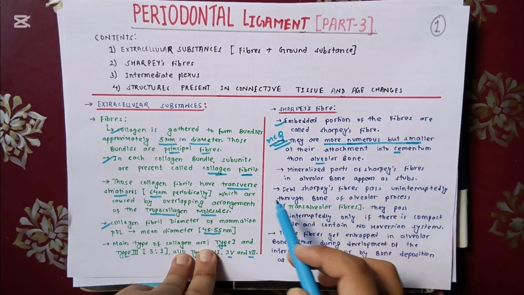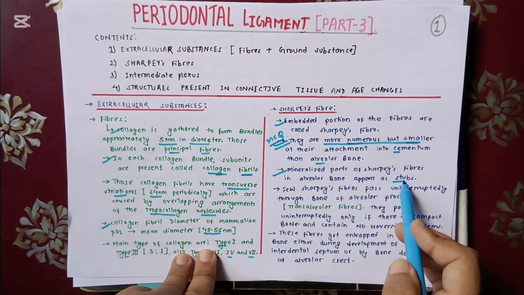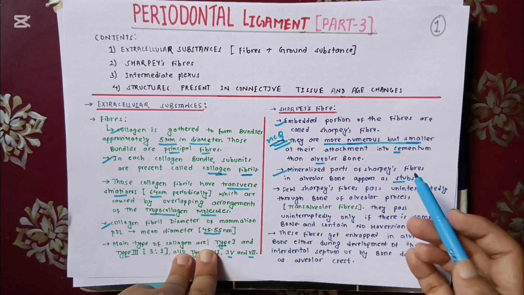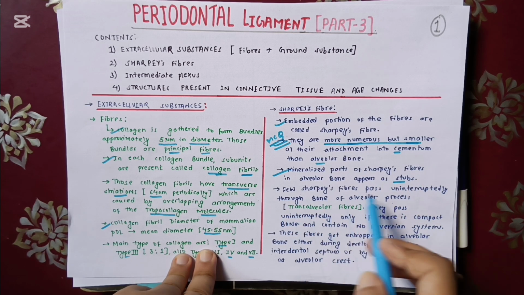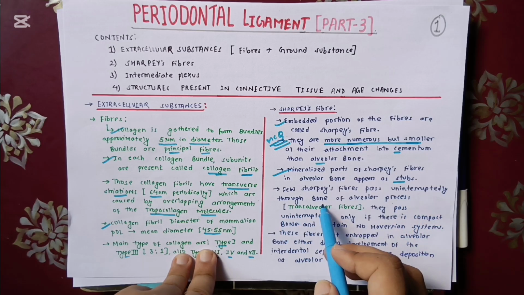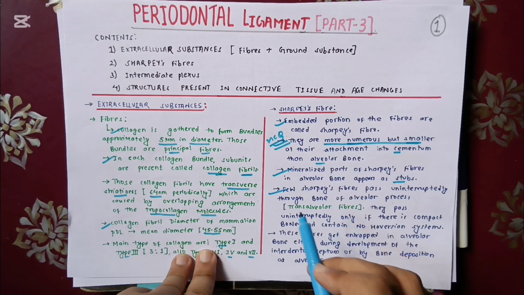The mineralized part of the surface fiber in alveolar bone appears as studs. Okay, so they just appear like studs. After that, a few surface fibers pass uninterruptedly through the bone of the alveolar process. They are called transalveolar fibers, and I have discussed this previously.